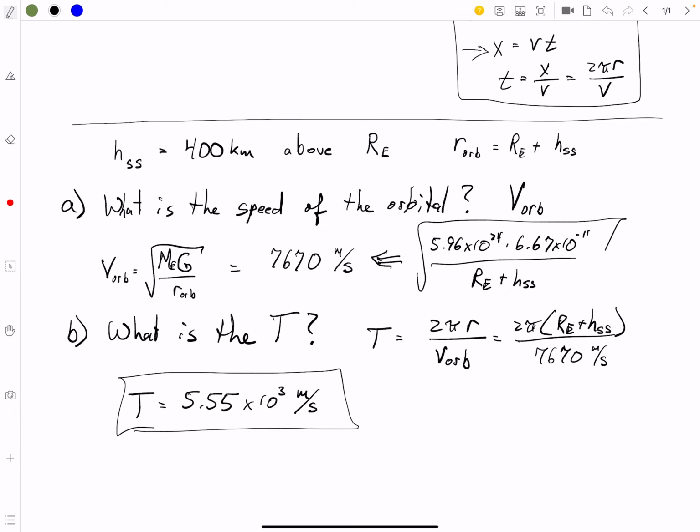What is that? What's 5.55 times 10 to the third mean to us? That means 1.54 hours. So if you notice, that's 1 hour, 32.5 minutes. And that's right around 90 minutes. And that's perfect.